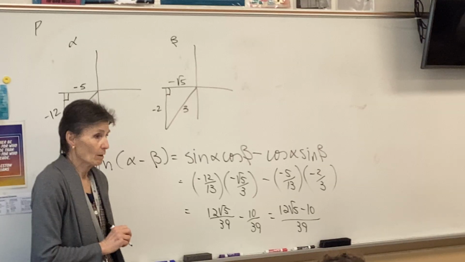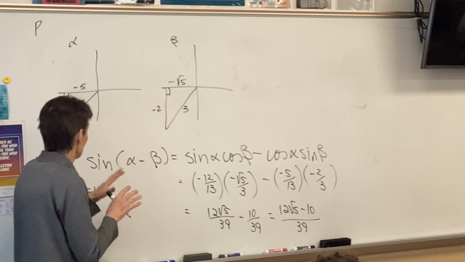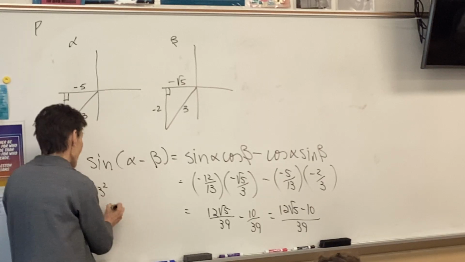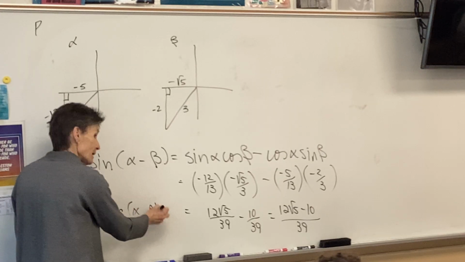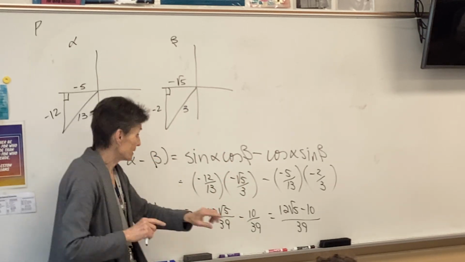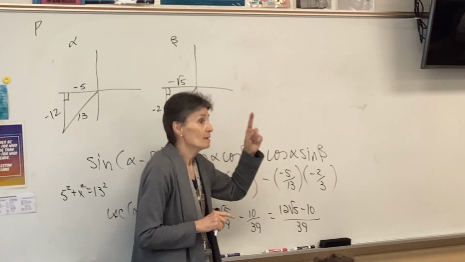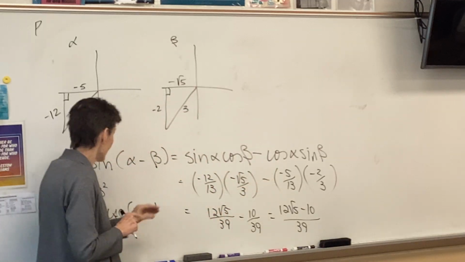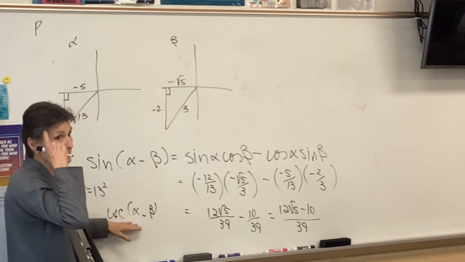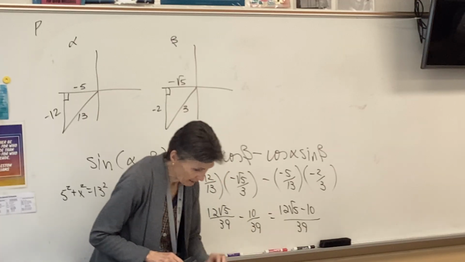Okay. Now, one more comment, and then we're going to move away from the homework. If this problem, instead of being sine of alpha minus beta, had been cosecant of alpha minus beta, I would have done exactly this very same work, but then at the end, I would take my answer and flip it over. So find the sine and then take the reciprocal. Everybody got it? Okay. All right, so now, go ahead and get your notes out.